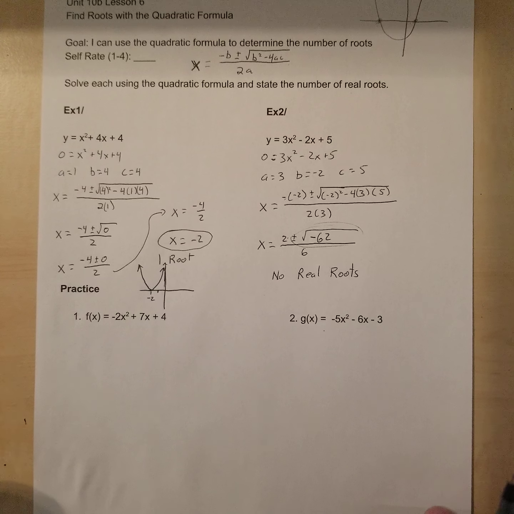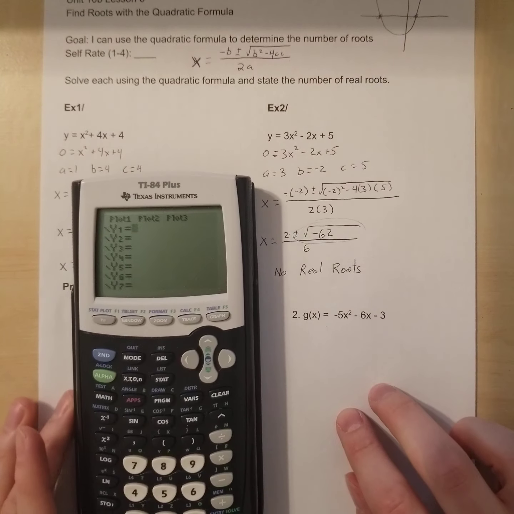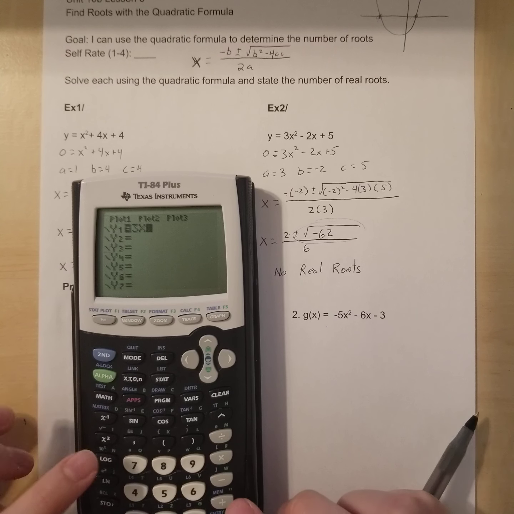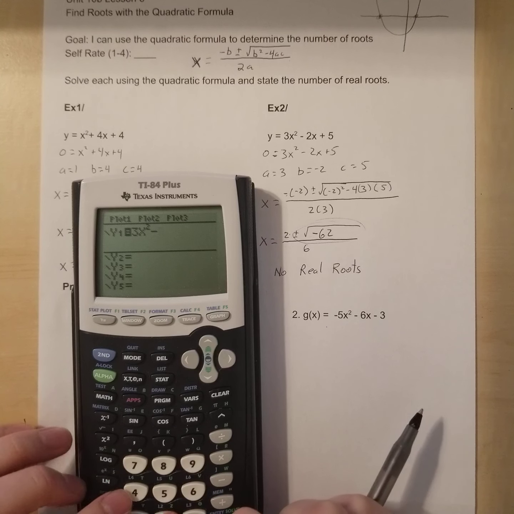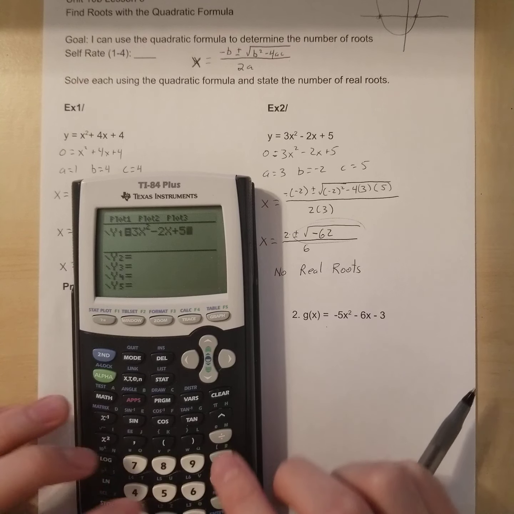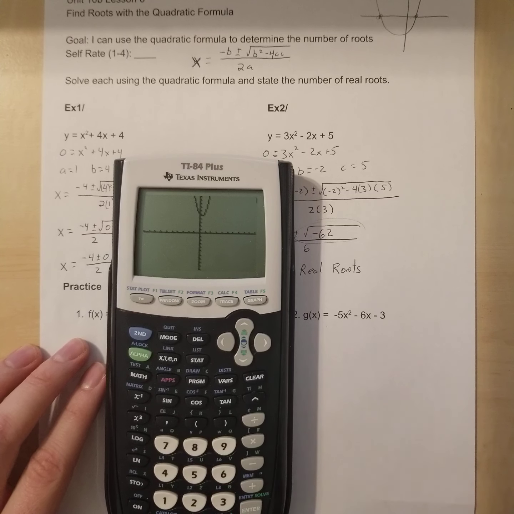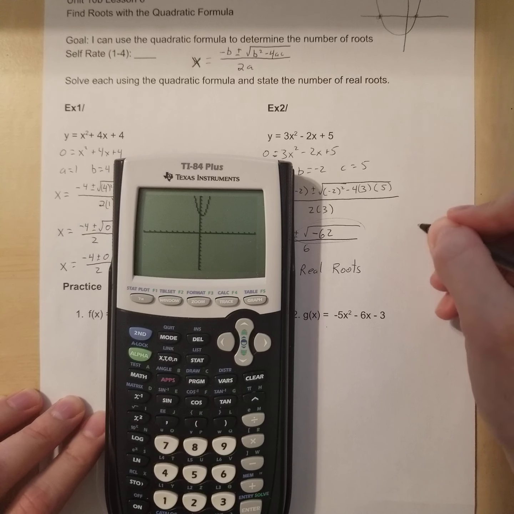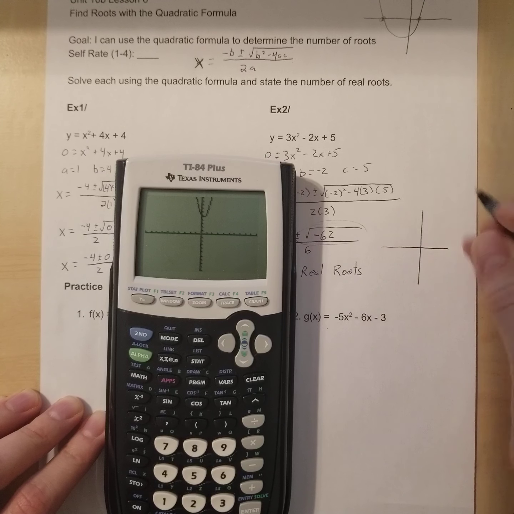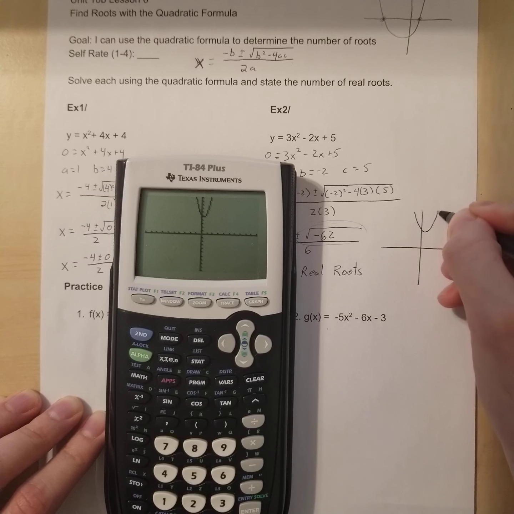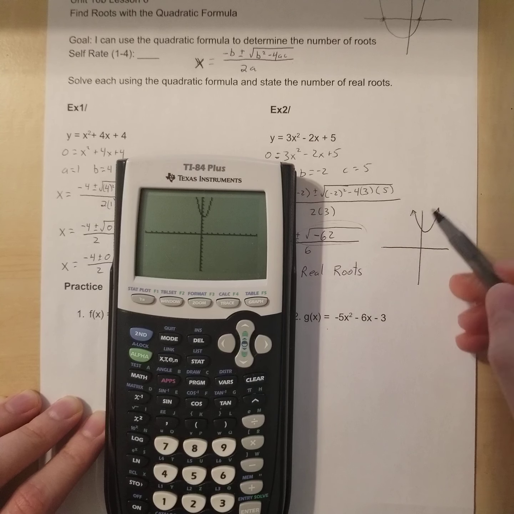Let's take a look at what this looks like on a graph just to get a visual. If I were to put in this parabola 3x squared minus 2x plus 5 and graph it, notice that this parabola does not cross the x-axis. So that's what we mean when we say it has no real roots. There's no point at which this parabola will intersect the x-axis.